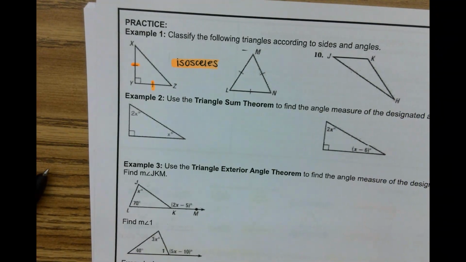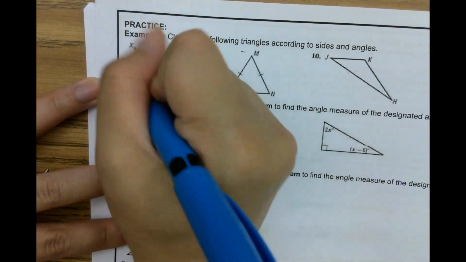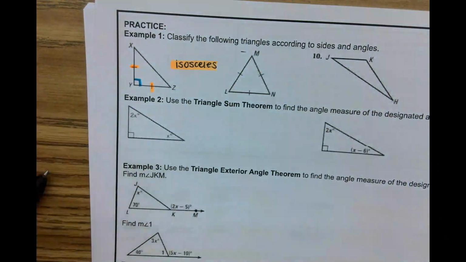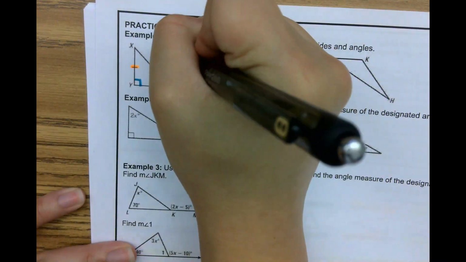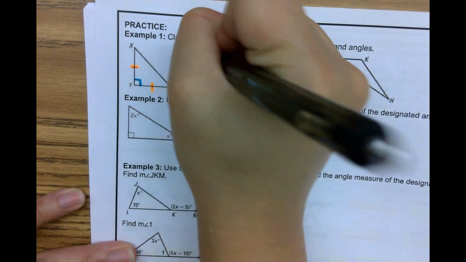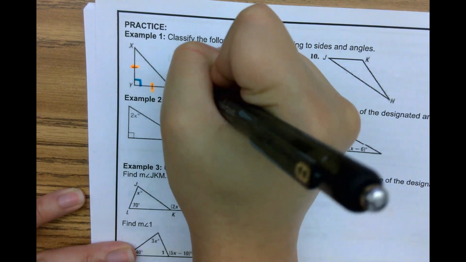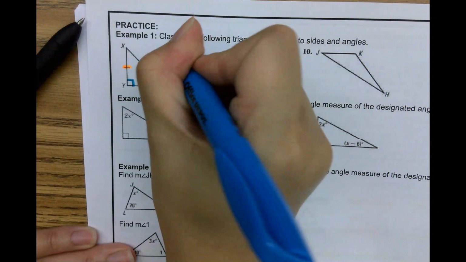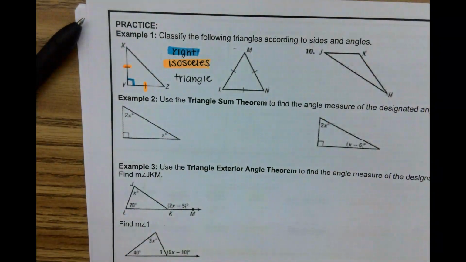Then I see that it has a right angle. As long as it has one right angle, it doesn't matter what the other ones are, this makes it a right triangle. So this is a right isosceles triangle. The right part is based on the angle, classifying it by the angle. The isosceles is classifying it by the side.